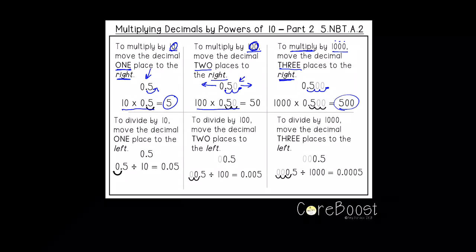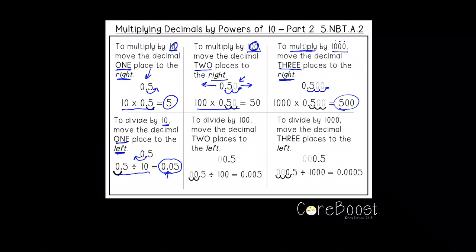Now it's the opposite when we're dividing by a multiple of 10. If I'm dividing by 10, I'm moving my decimal one place to the left. So here I have 5/10 again. Here's my decimal, but I'm moving it this way to the left. So if I have 5/10 divided by 10, my answer is 5/100 because I've moved that decimal.